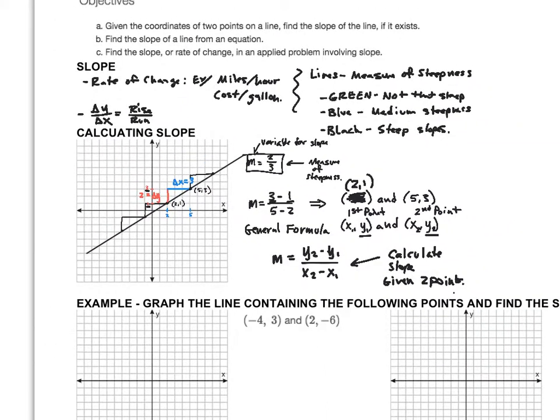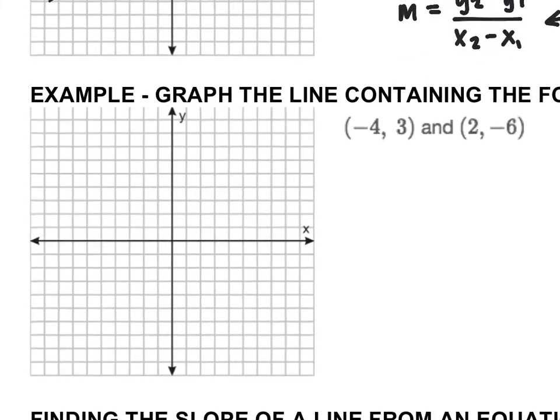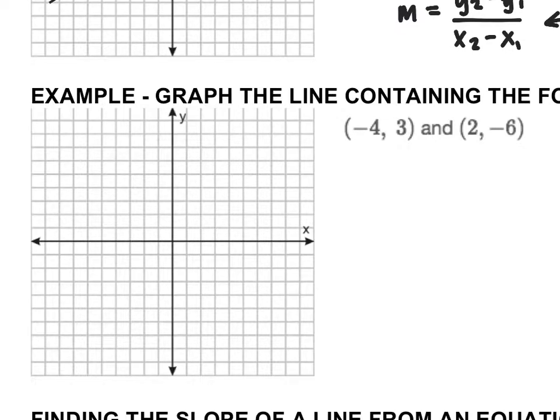But what I want to do is do the same thing with these points here. So I'm going to apply this idea. This is very important. This is probably something we want to memorize. So let's jump in here and plot these points. For -4, 3, okay, let's plot that point here, and then the point 2, -6. 1, 2, 3. Okay, and I'm going to connect the line with those.